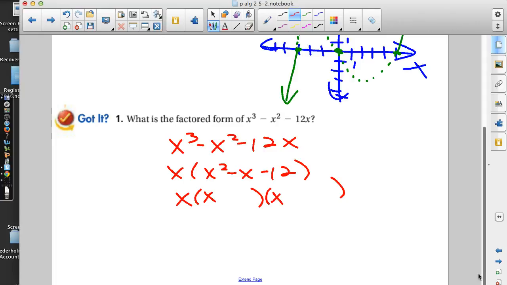Jackson, you got it again? Thought you had it. Then it was done. 3 and negative 4.